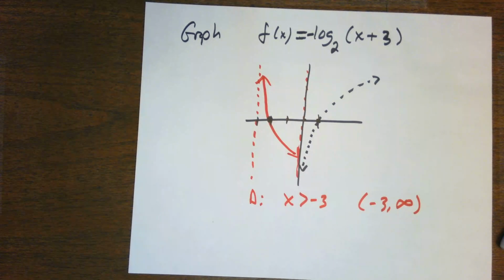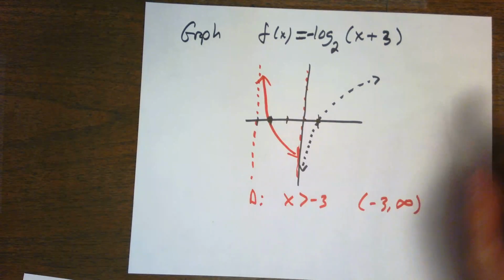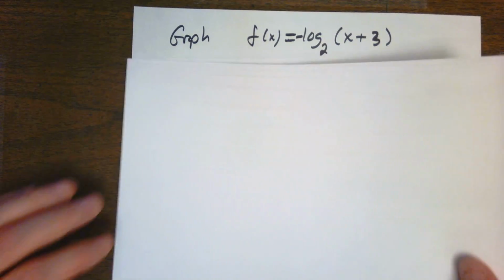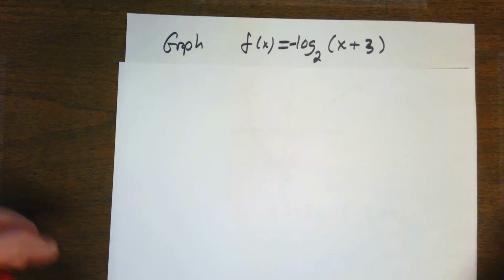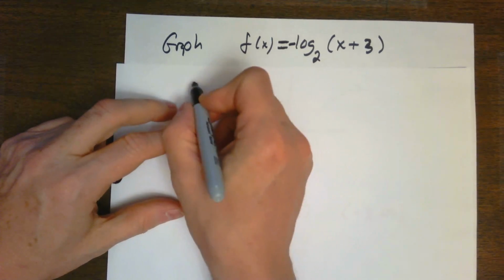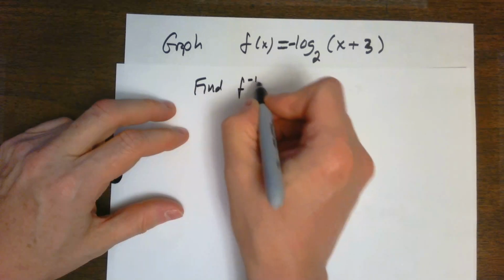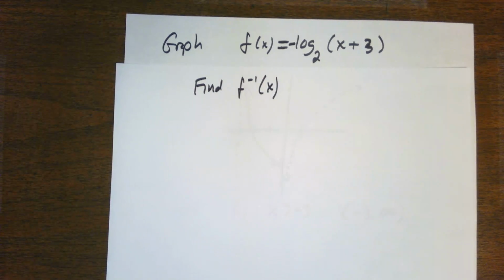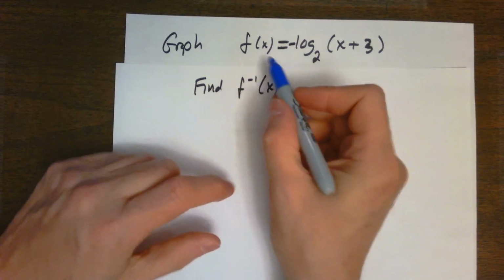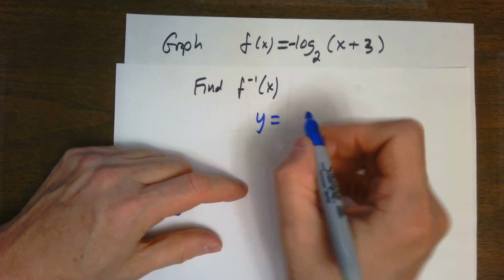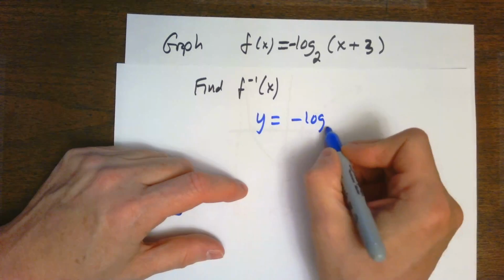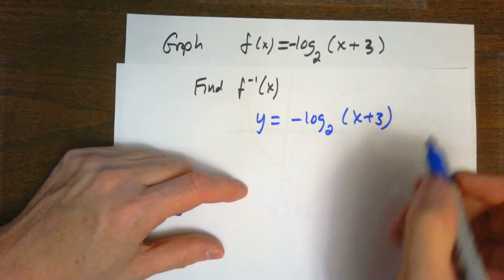All right, so there is the function. Now, what if I wanted to find the inverse of this function? So there's the function, the graph, domain, and all that other kind of good stuff. Let's keep this same function again. And now I'm going to ask the question, find f to the negative 1 of x. Find the inverse of that function. Well, it's the same trick from before. I'm going to rewrite it as an equation. y equals negative log base 2 of x plus 3.